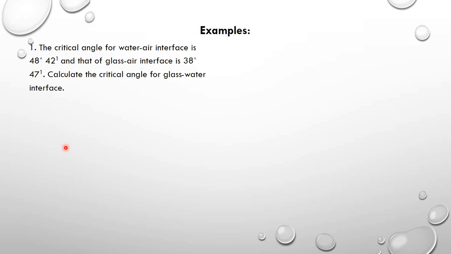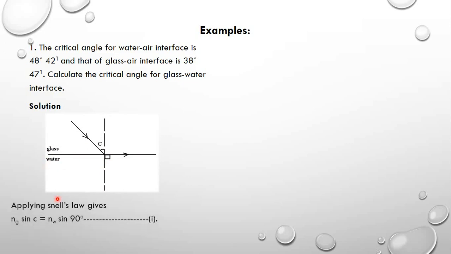Let's see this example. The critical angle for water-air interface is 48 degrees and 42 minutes, and that of glass-air interface is 38 degrees and 47 minutes. Calculate the critical angle for the glass-water interface. So we are looking at glass-water interface. Let's have this illustration. We want C, so we are going to apply Snell's law here, in the glass-water interface.